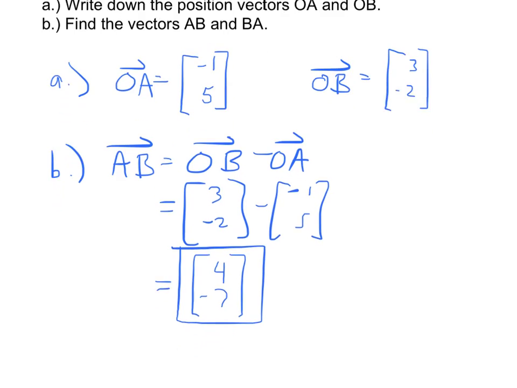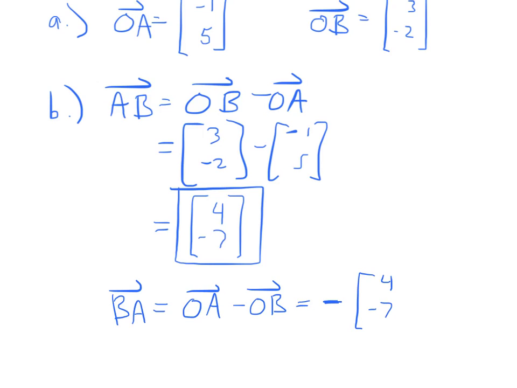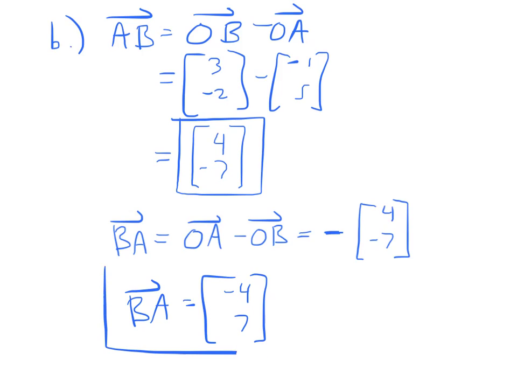If we want vector BA, we could do it by doing OA minus OB. That would certainly work. But the other option is to think about what BA is. BA is just the AB vector going in the other direction. So we could just take the opposite of the AB vector. If I just take the answer that I just got and do the opposite of that, I should be able to find that vector BA is negative 4, positive 7, and that is the other non-position vector that we can find.